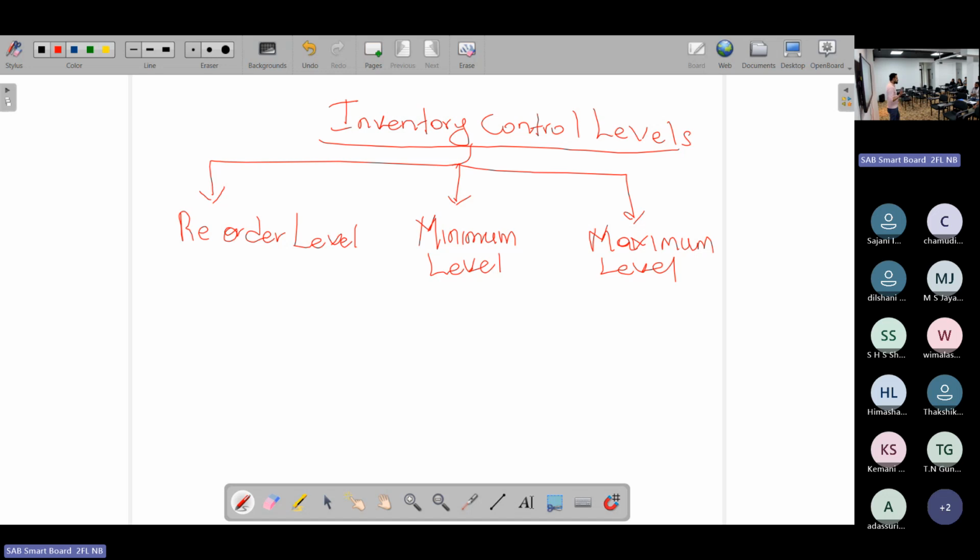That's not a clear answer. Explain the math clearly. Minimum level and maximum level are okay, but reorder is a little bit confused. Confused. EOQ also got confused. It will be difficult.